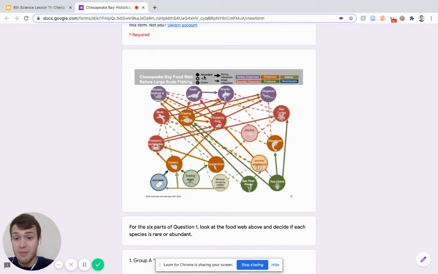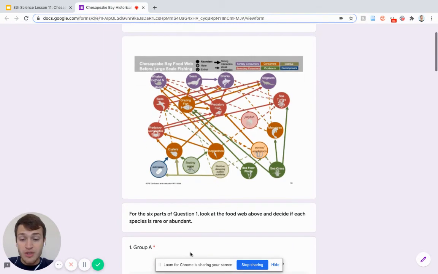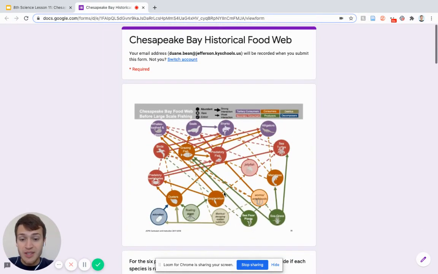Abundant means there are lots of them. Jellyfish, on the other hand, we've got a darker ring and then a lighter circle in the middle. That means it's rare. And so you're going to go through each organism to see if it's abundant or rare.